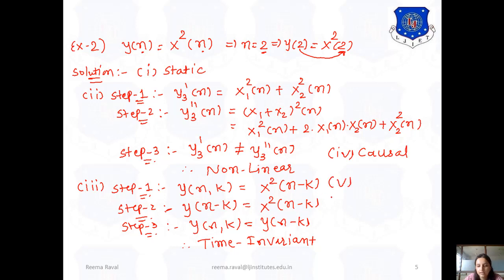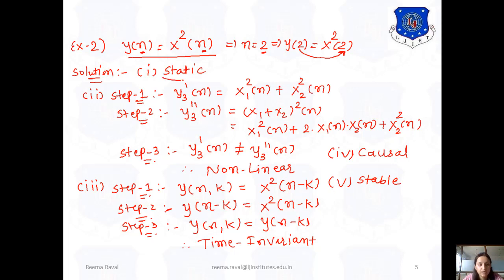Okay. Then the fifth property is to check whether the system is stable or unstable. If you give a bounded input, that means a bounded value, then the output will be a bounded function only, because the system function is y of n equals x square of n. So as the BIBO condition is satisfied, this system will be a stable system.